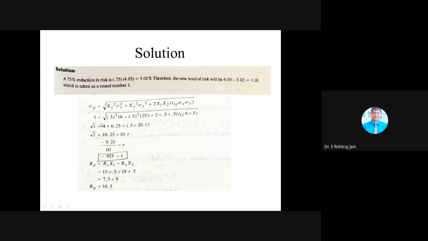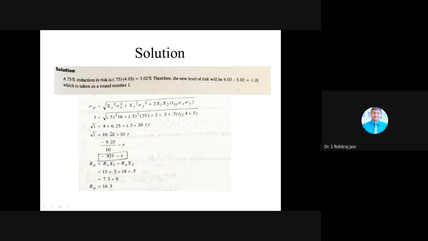Okay. So what I do, square root of 1 is equal to, how does the square root come? Either I can do squaring on both the sides, squaring in order to remove the square root, right? So when I do squaring on both the sides, this will become 1, which is equal to 0.5 square into 16 is 4, 0.5 square into 25 is 6.25, then 2 into 0.5 into 20 R. R is what? The correlation coefficient that exists between two stocks, which I need to calculate now.